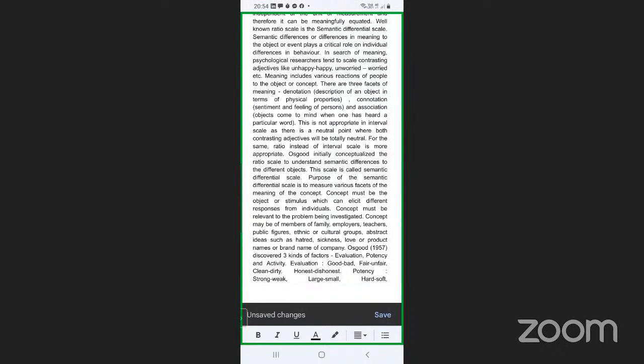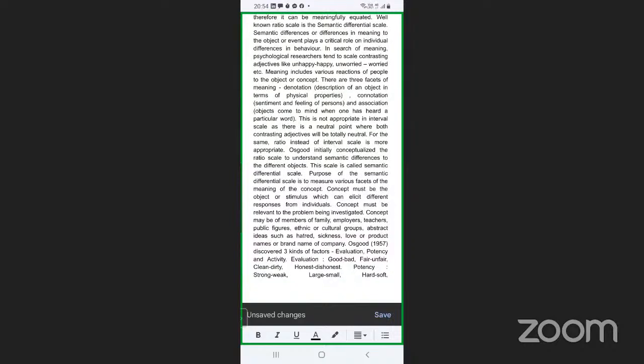A concept must be an object or stimulus which can elicit different responses from individuals. The concept must be relevant to the problem being investigated. Concepts may be members of family, employers, teachers, public figures, ethnic or culture groups, abstract ideas such as hatred, sickness, love, or product names or brand names of a company.